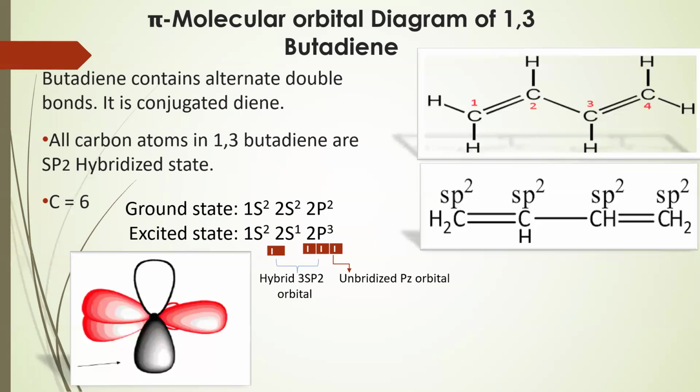Pi molecular orbital diagram of 1,3-butadiene. Butadiene, the name itself indicates: buta means 4 carbon atoms, ene means double bond, diene means 2 double bonds. So, 4 carbon atoms containing 2 double bonds: C1, C2, C3 and C4. These are 4 carbon atoms. These 2 are double bonds. The 2 double bonds are in alternate positions. So, butadiene is a conjugated diene.